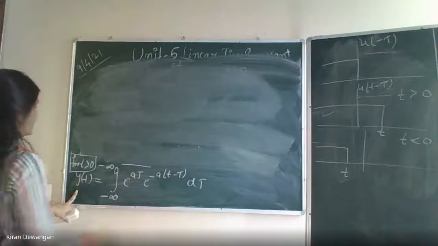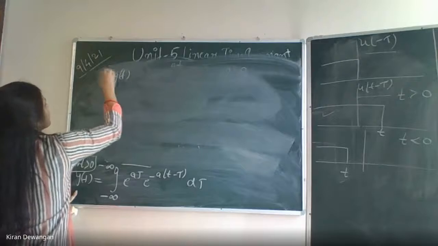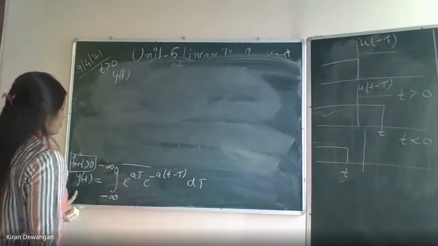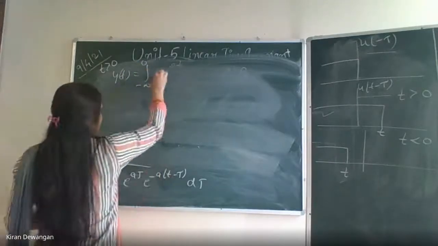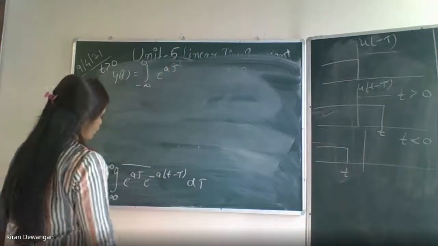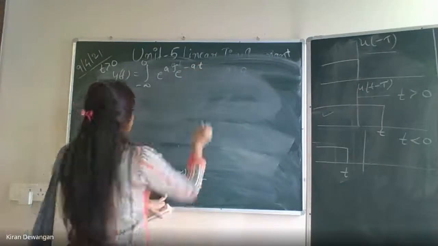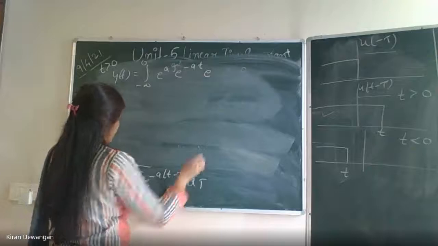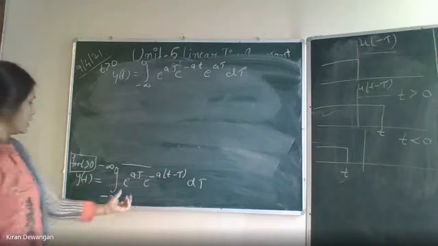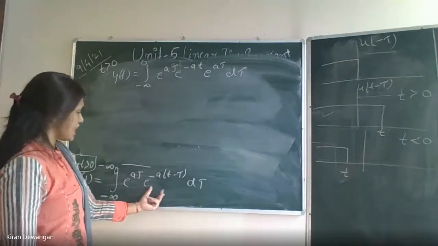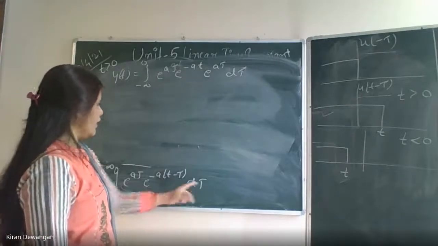Okay? If yt is this one, that is for t greater than 0. Okay? The limit is minus infinity to 0 of e to the power a tau, and this becomes e to the power minus at, and then e to the power a tau again, and then d tau. So here we have e to the power a tau, e to the power minus at, e to the power minus minus gets plus, e to the power a tau again, and this is d tau.